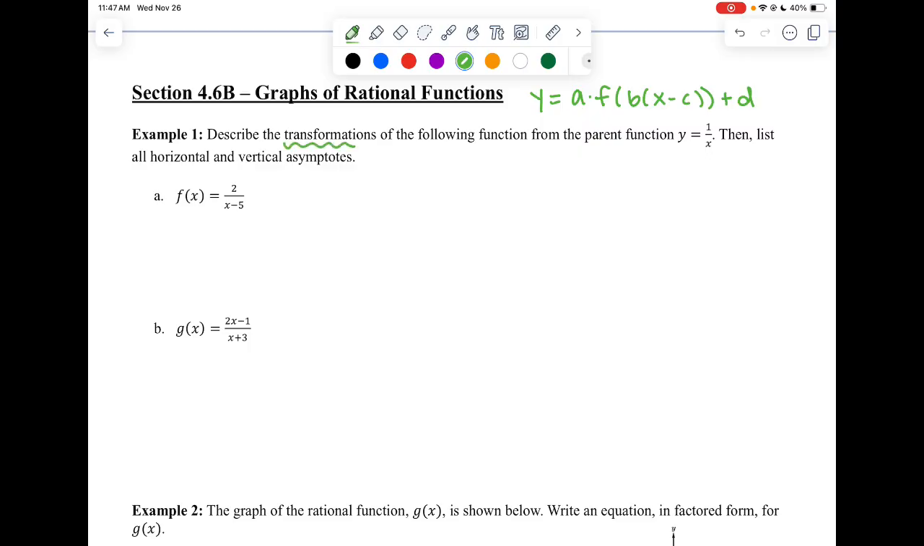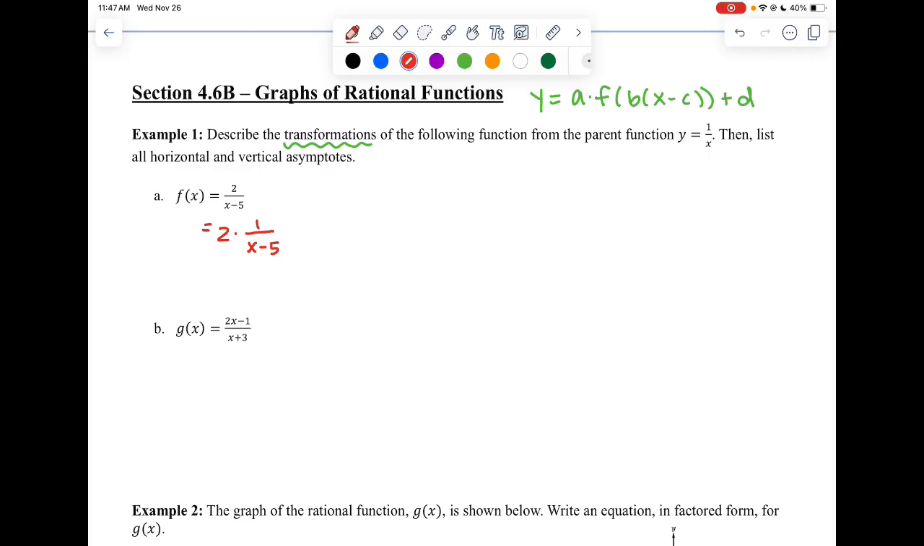When we're describing our transformations, we're going to go back to what we did in Unit 1, and I can see that I have that written out right here. We're going to go through and describe what is happening to our function. Our first one is 2 over x minus 5. If I really wanted to, I could rewrite this as 2 times the quantity 1 over x minus 5, and that might help me see my transformations a little bit more.